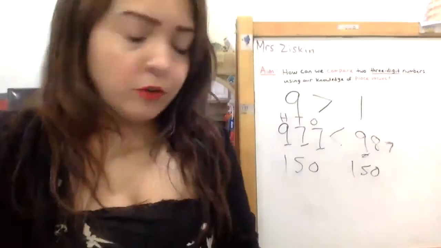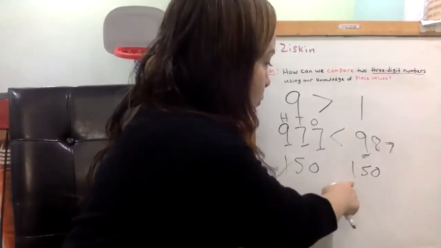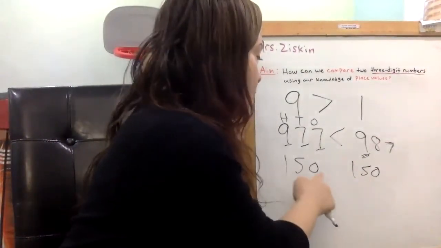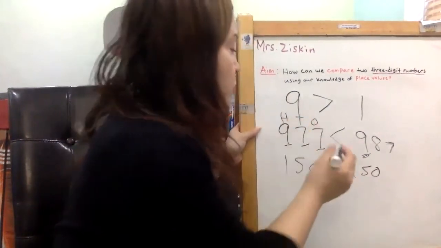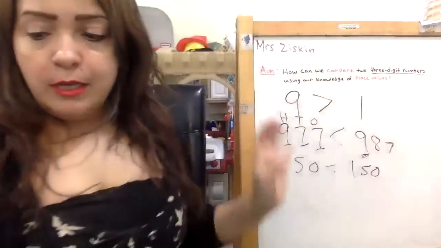Exactly. So what Zachary pointed out is that if we look at the hundreds place, they both have a 1. If we look at the tens place, they both have a 5. And if we look at the ones place, they both have a 0. So 150 is equal to 150.